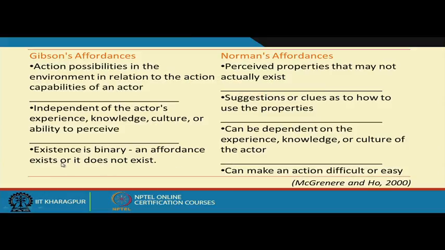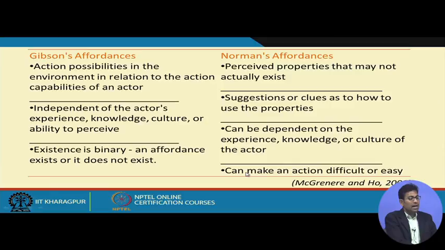So, here the perceived property many a times is dependent on the culture and activities, and existence is binary. So, either you have affordance or you do not have affordance. That is what Gibson is suggesting, whereas for Norman, affordances can make an action difficult or easy. So, for Gibson, affordance is either present or not present, there cannot be duality in that, whereas for Norman it is saying that affordances make it difficult or easy. There is a gradient between affordances. Okay. So, these are the basic differences between the Gibson school and the Norman school.